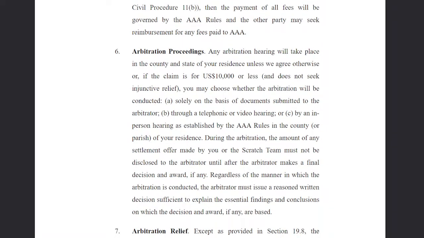Arbitration proceedings. Any arbitration hearing will take place in the country and state of your residence unless we agree otherwise, or if the claim is for US $10,000 or less and does not seek injunctive relief. You may choose whether the arbitration will be conducted A, solely on the basis of documents submitted to the arbitrator, B, through a telephonic or video hearing, or C, by an in-person hearing established by the AAA rules in the country or parish of your residence.